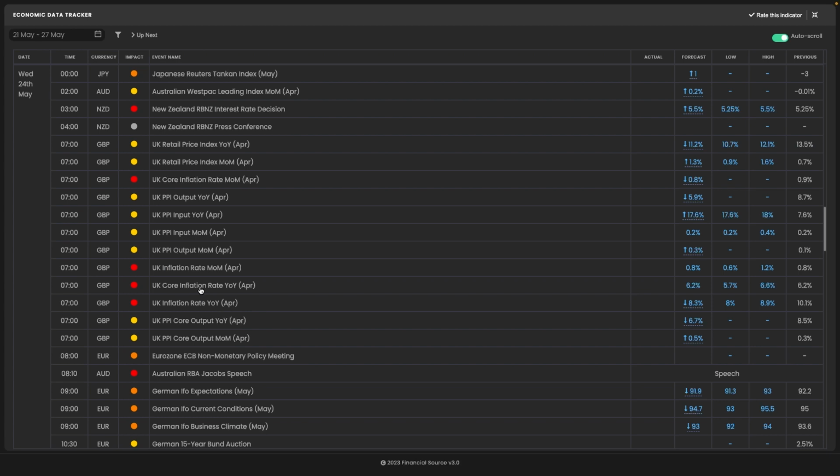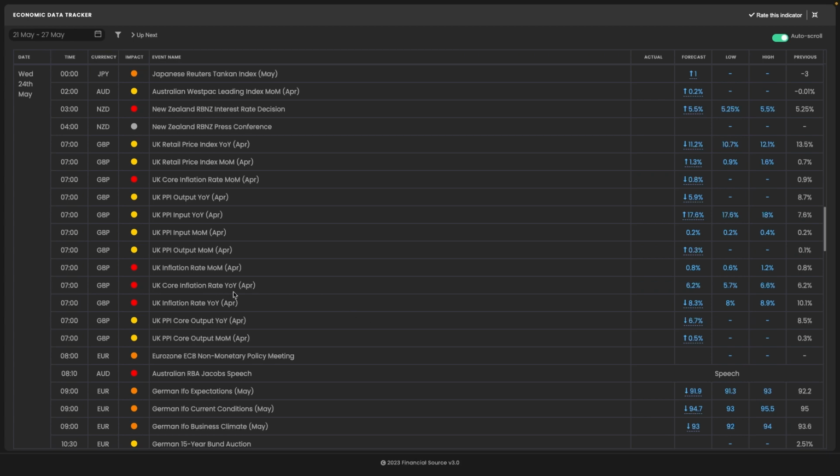Now, the other scenario is if it comes in higher than expected, above 8.9%. If it comes in at 9% and the core comes in above 6.6%, it means inflation is still a big problem. The Bank of England will need to be aggressive, and that will support the pound. So I would expect euro pound downside if inflation comes in very high. I'd expect the euro pound pair to fall. So that's what I'll be looking for.